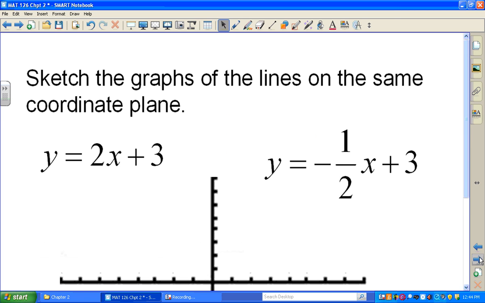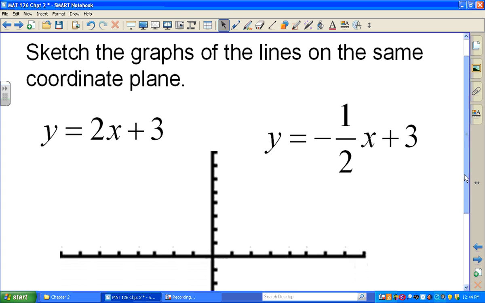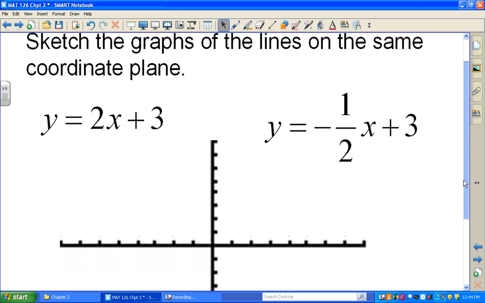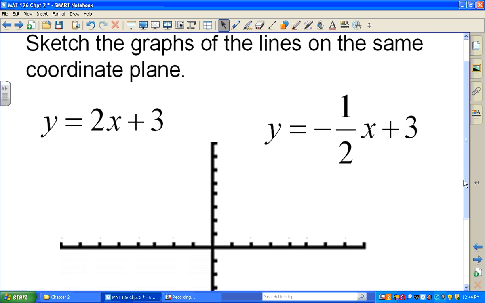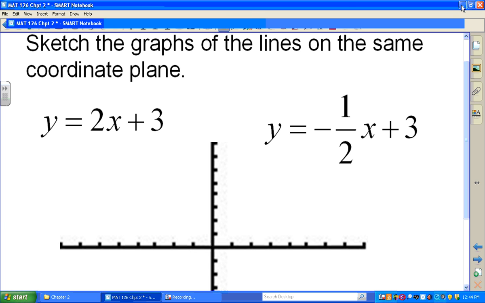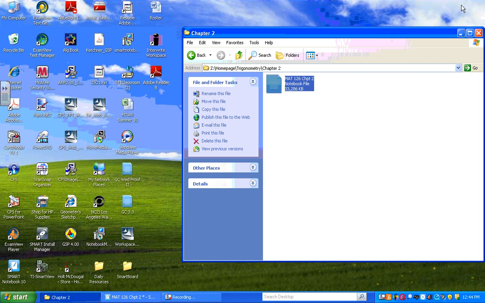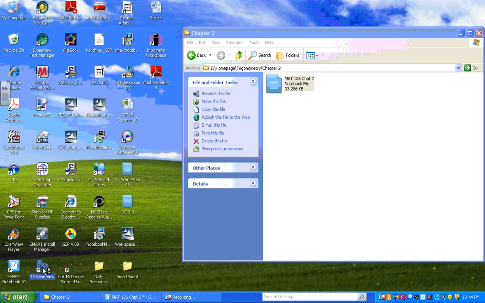All right, let's have some fun. Sketch lines on the same coordinate plane. Well, this is fun. I think we all know how to do this. I only got the calculator and sketch them. That's what I'm going to do. So go ahead and get your Smart View.